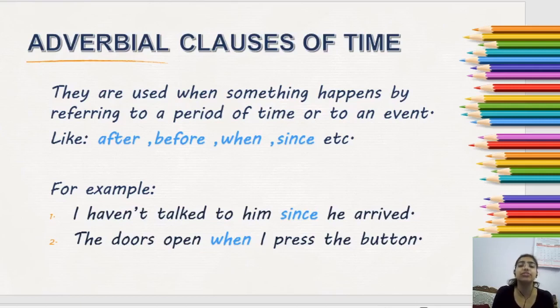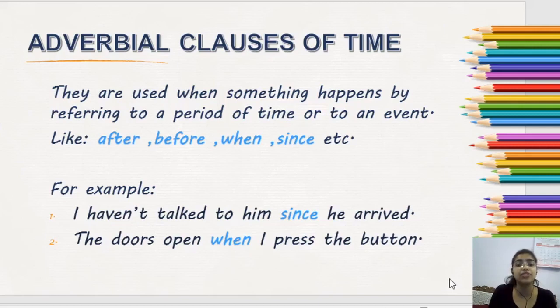Adverbial clauses of time. By name, you can see that we are going to talk about time here. Adverbial clauses of time, what are they? Whenever we are talking about some event that is happening, we use words like after, before, when, or since. These words describe the time of the action which has been done. Adverbial clauses of time are used when something happens by referring to a period of time or to an event.